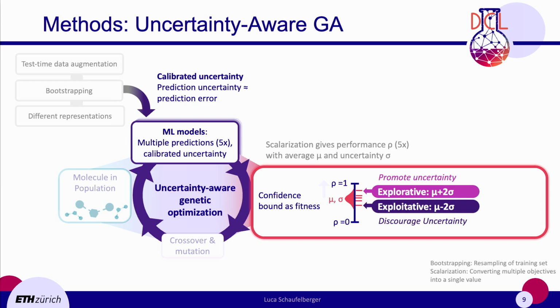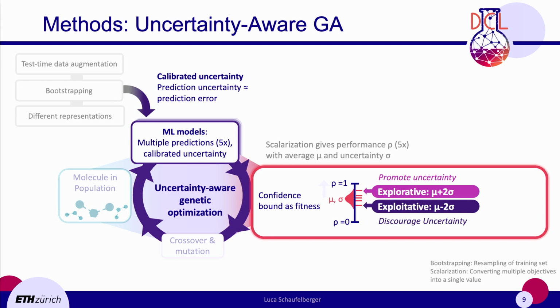So per molecule, we do multiple predictions and then get our performance value rho that you see here on the right side. So rho equals 1 means it's well suited to our singlet fission task. Rho 0 is just not very good at all. And because we have multiple models with this calibrated uncertainty, we get multiple performance values that could either be close together or be a bit further spread, depending on how certain our machine learning models are.